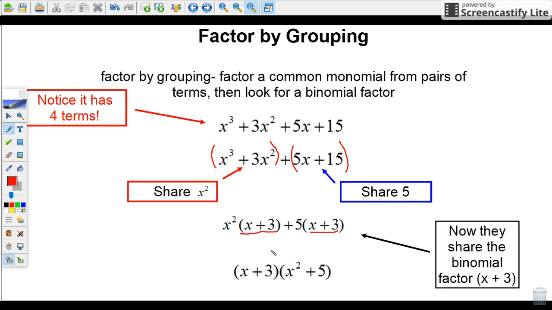That leaves x squared from the first term. It leaves positive 5 from the second term. X plus 3 cannot be factored anymore. X squared plus 5 cannot be factored anymore. So here is my factored form of this polynomial.